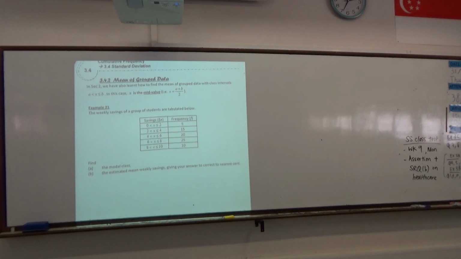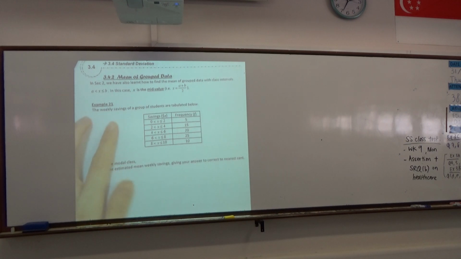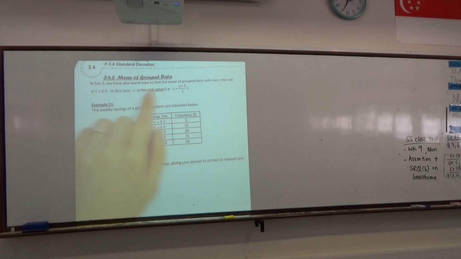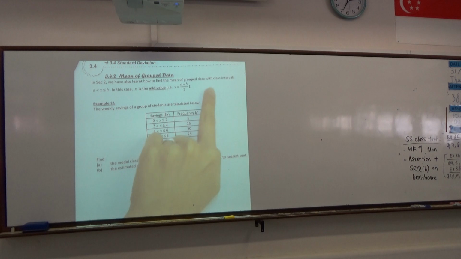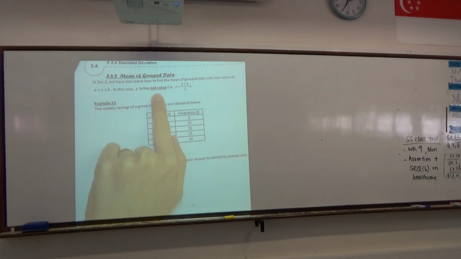Okay, we want to find out what's the mean of group data. So we have also learned this in Sec 2, right? Whereby when it comes to group data, meaning that where there's an interval, they don't give you the specific data value, they are only giving you the frequency for the interval, right? So we need to actually find out what is the mean value.